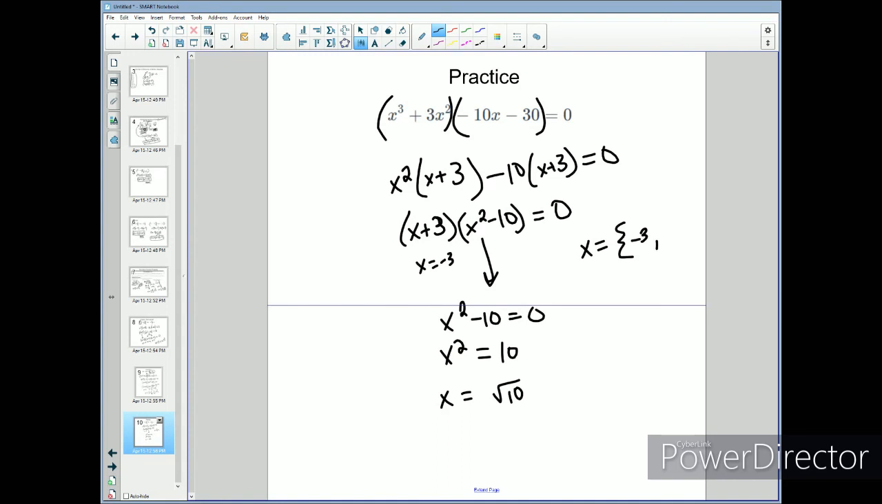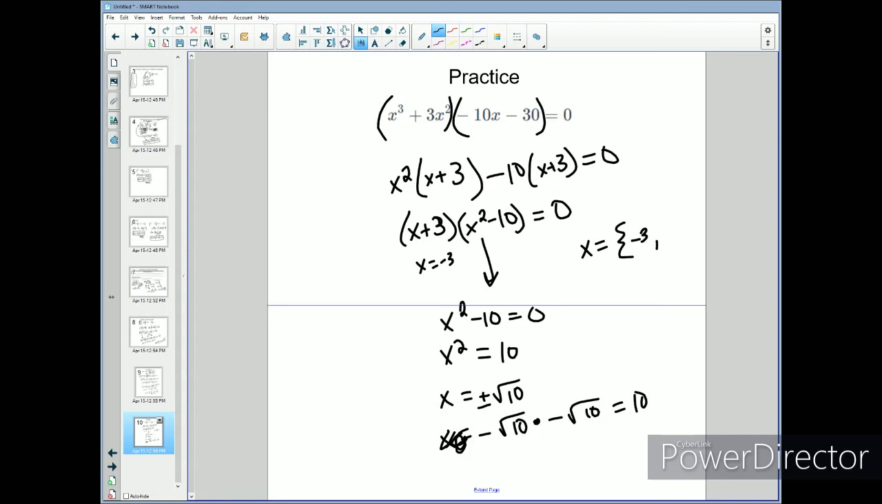You also get 10 if you multiply negative square root of 10 times negative square root of 10. Negative square root of 10 times negative square root of 10 equals 10. So that means that x can either be the square root of 10 or negative square root of 10. So we're going to use that symbol that we've seen in the quadratic formula, plus or minus. And that's literally what it means. X can be positive square root of 10 or negative square root of 10, plus or minus.